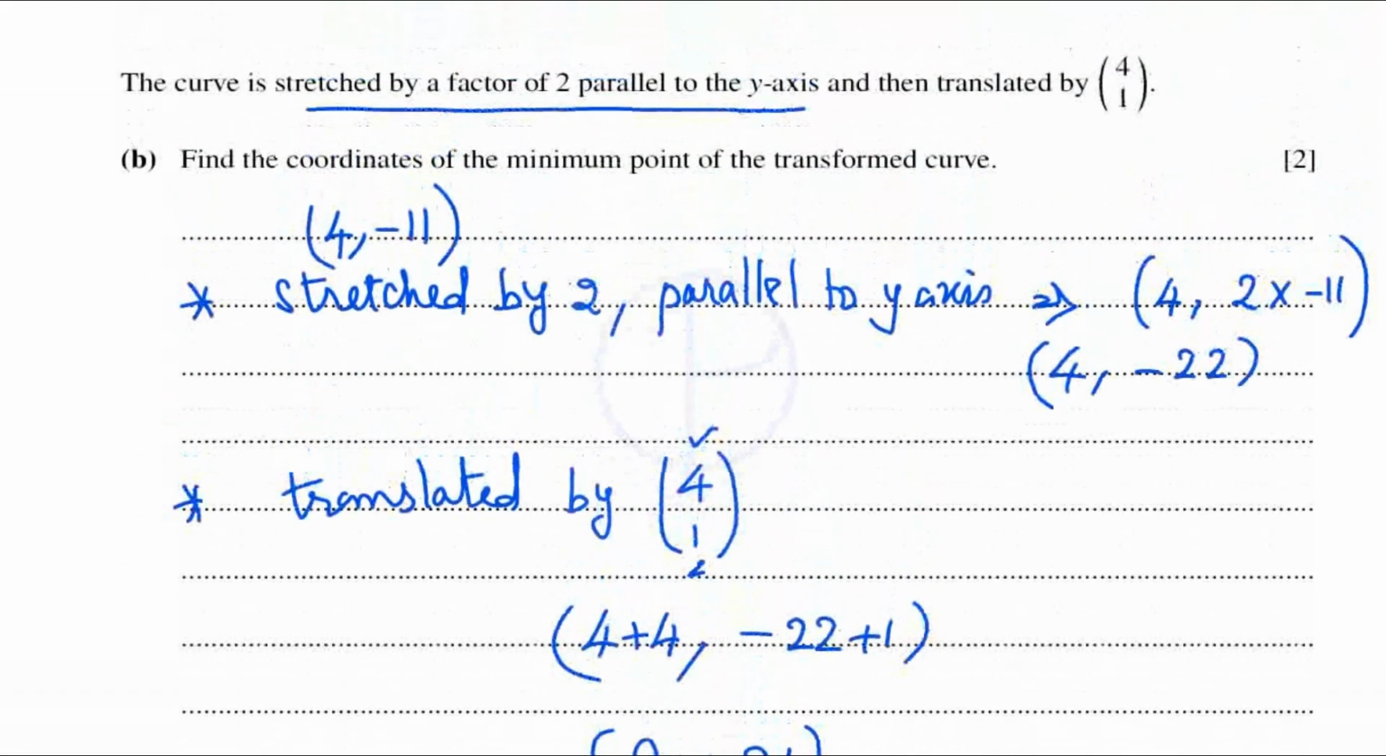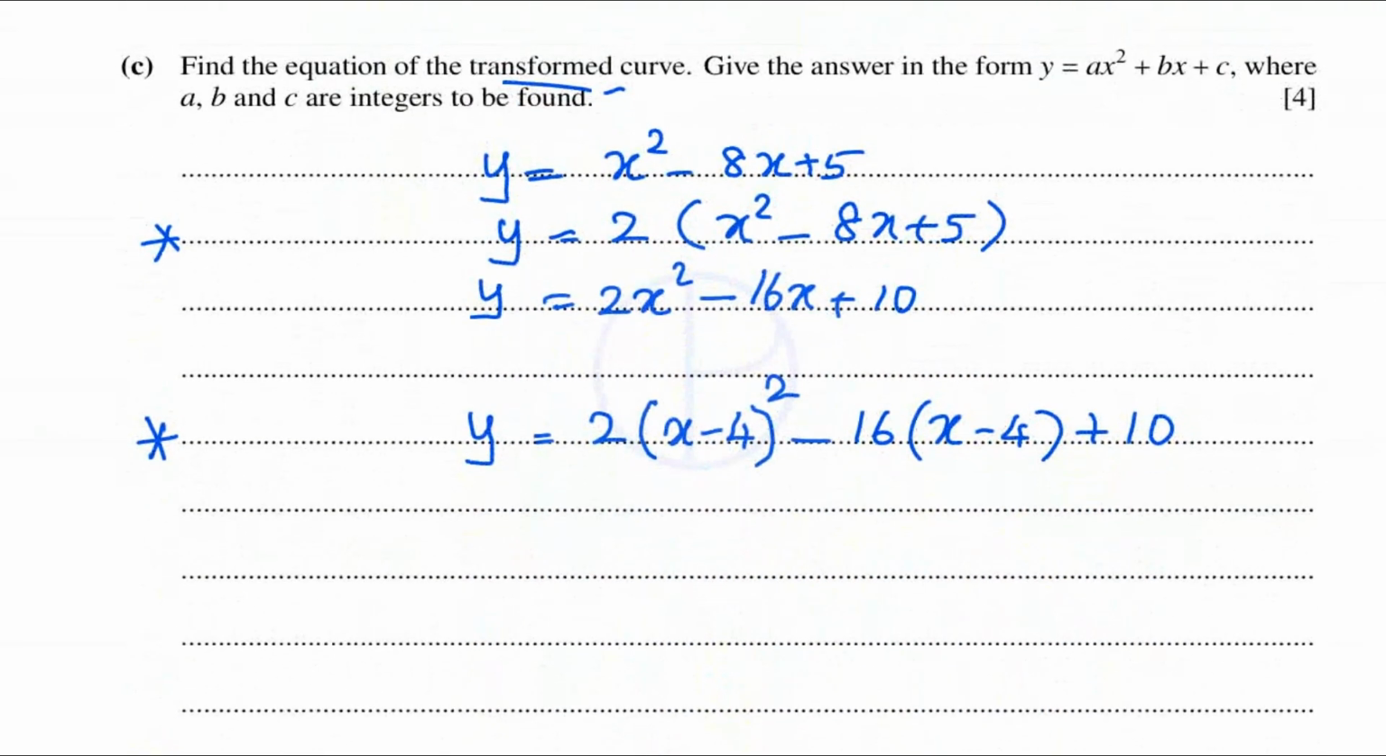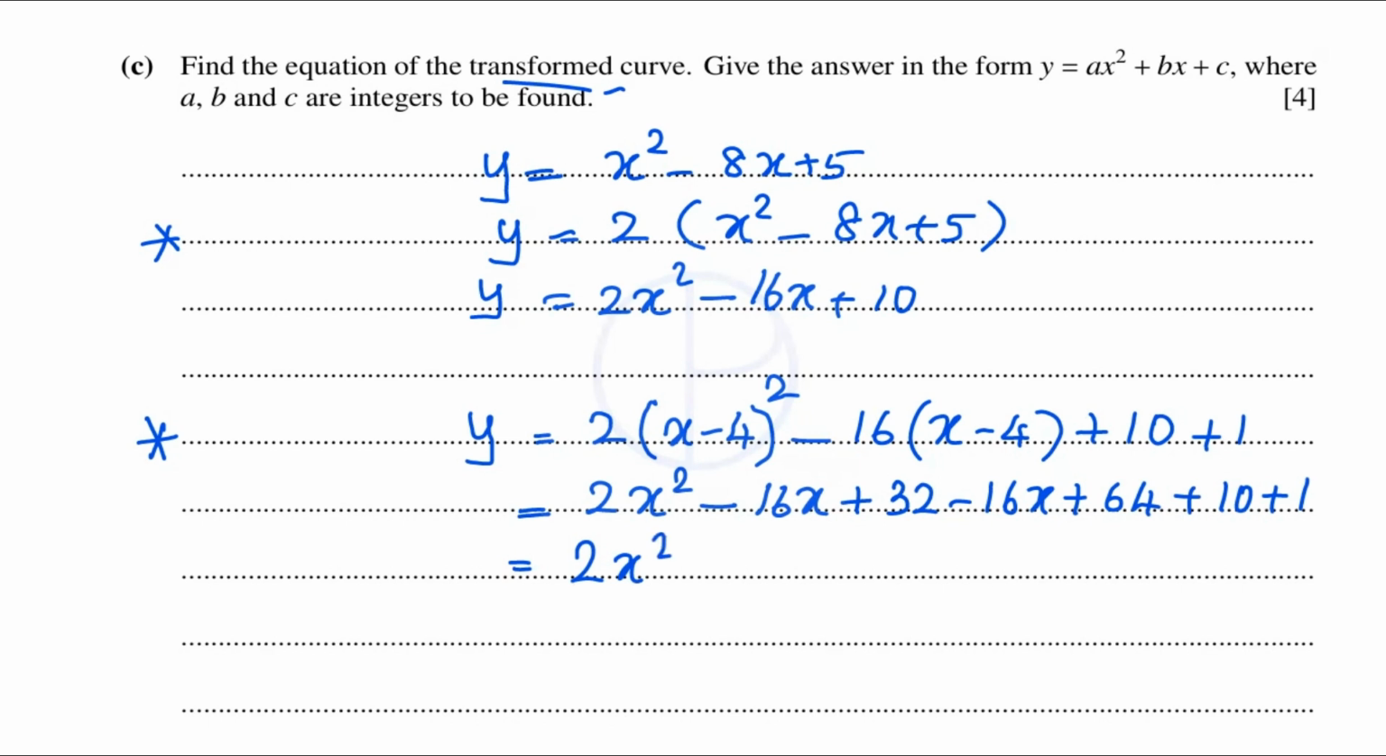along the y-axis it is 1, so plus 1. So let's expand this one. 2x square minus 2 times 4, which is 16x, plus 16 multiplied by 2, 32, minus 16x plus 64 plus 10 plus 1, which is equal to 2x square minus 16x will be minus 32x plus 32 plus 64 plus 10 plus 1. 96, 106, 107.